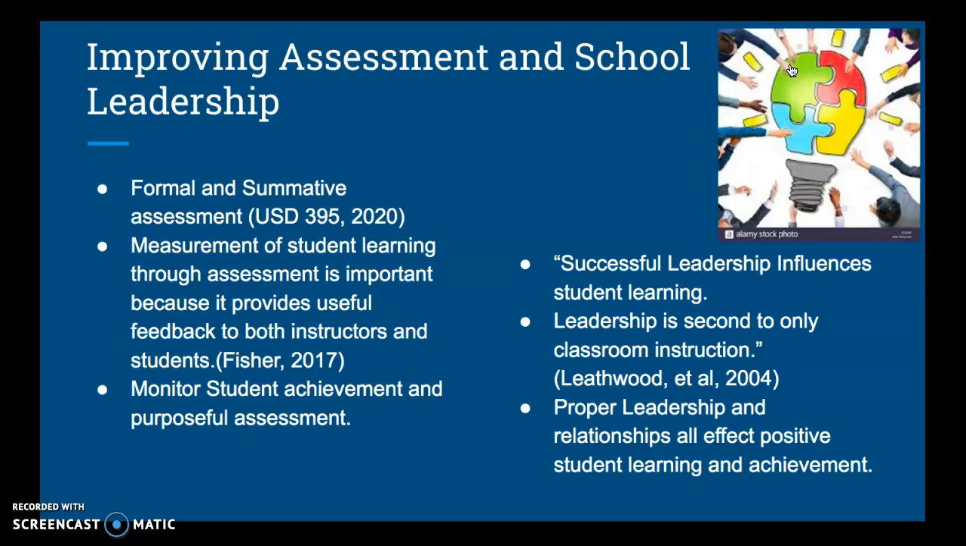Monitoring student achievement and purposeful assessment. So that is important. Successful leadership influences student learning. Leadership is second only to classroom instruction. So being a good leader in your classroom is important. Showing the students in your classroom that you care, and just being the do-right guy, as I like to say, in the classroom is important.